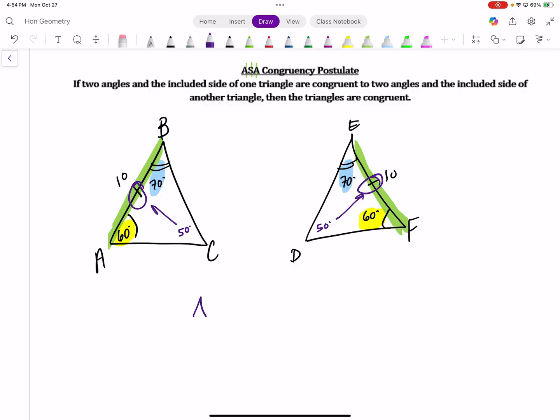So we would say triangle ABC. Again, you just name the first one what you want to. All right, so angle A was the 60-degree angle. Angle F was the 60-degree angle over here. And then B was the 70-degree angle. That was E up at the top. And that leaves D. By the angle, side, angle congruency postulate.